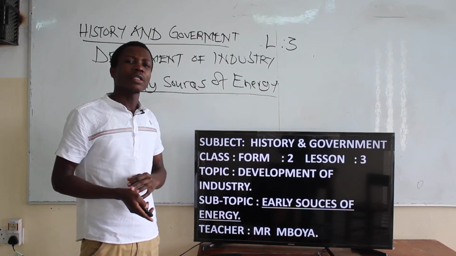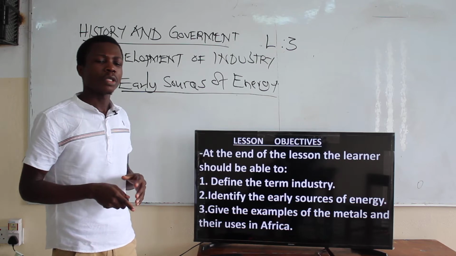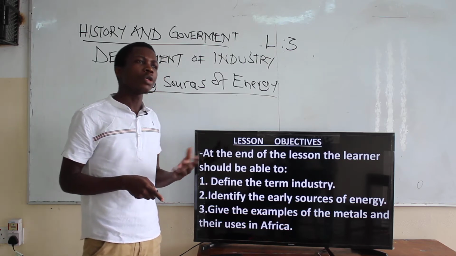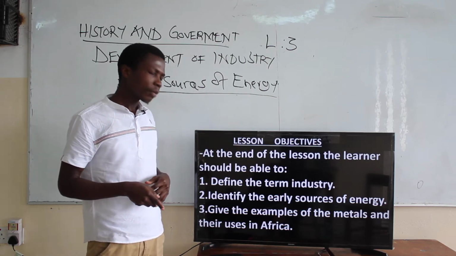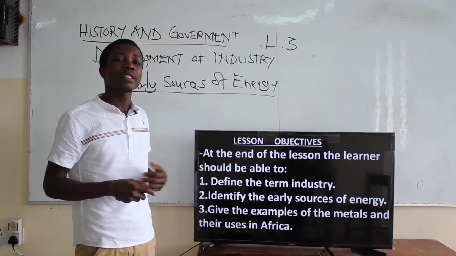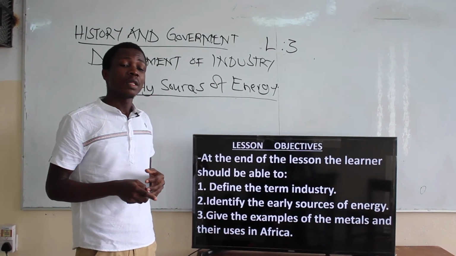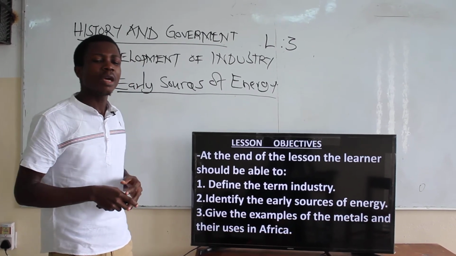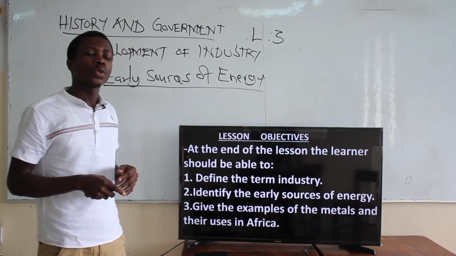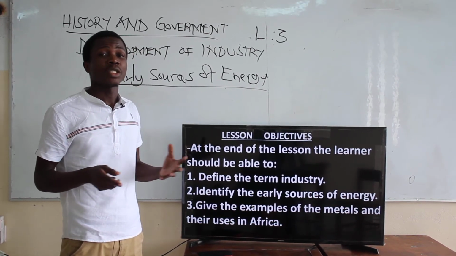So let's look at the lesson objectives. At the end of this lesson, what are we supposed to learn? Very simple. The learner should be able to define the term industry, knowing how to define that term. Then the learner should also be able to identify the early sources of energy.